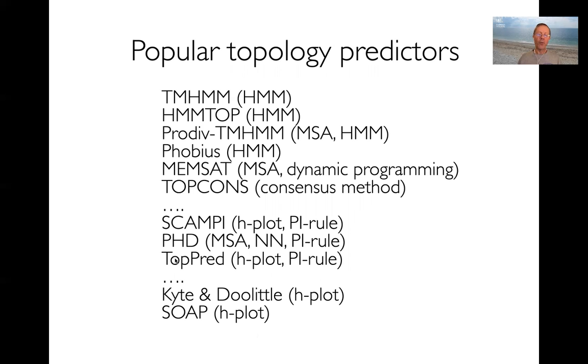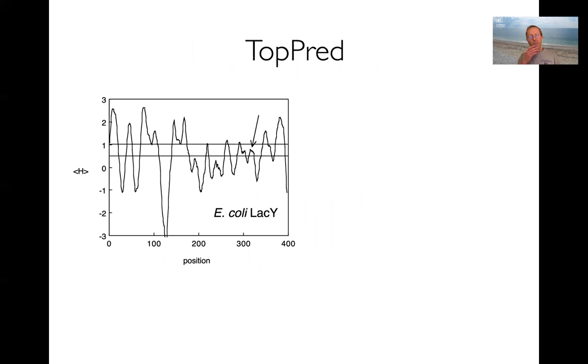So I'll show you TopRed because it explains very nicely how the positive inside rule can help in topology prediction. And then I'll focus on TM-HMM, and I'll just mention TopCons briefly. So TopRed was really the first method that took both hydrophobicity and the positive inside rule into account. And the way it was designed was the following. What you see here is a hydrophobicity plot for an inner membrane protein from E. coli called lactose permease, or LacY.